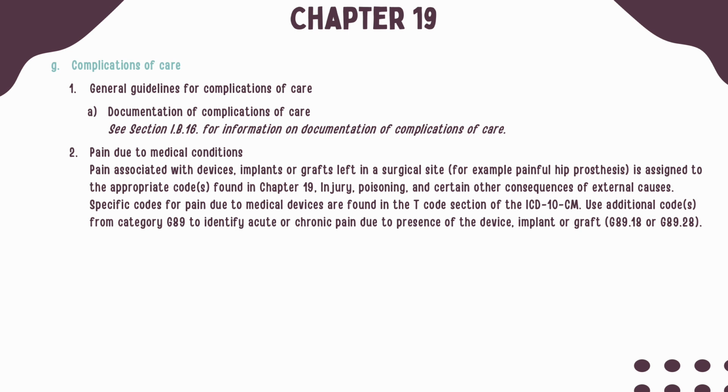When coding for the complications of care, you should see subsection B16 for instructions. When pain is associated with devices, implants, or grafts that are left in a surgical site, you should use the appropriate code from Chapter 19. Specific codes for pain due to these medical devices are found in categories T82 through T85. When acute or chronic pain is present, a code from category G89 can also be used.